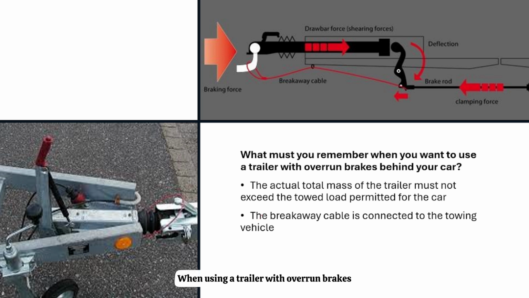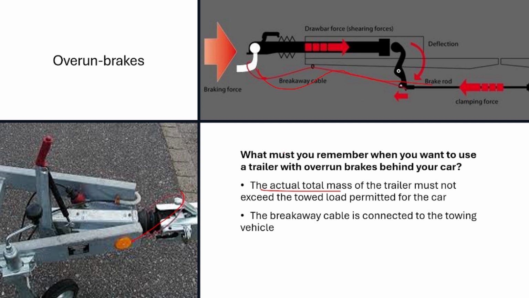When using a trailer with overrun brakes, ensure that the actual total mass of the trailer does not exceed the towed load permitted for the car. And also ensure that the breakaway cable, as you see here, is connected to the towing vehicle. This diagram is just to show you an illustration of how the overrun brakes work. The overrun brakes ensure that when your vehicle slows down, the trailer also slows down, and this is mainly because of the breakaway cable.